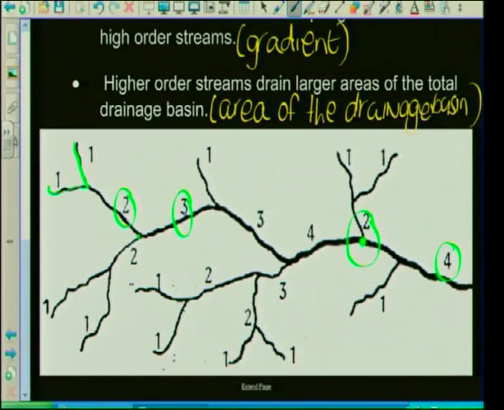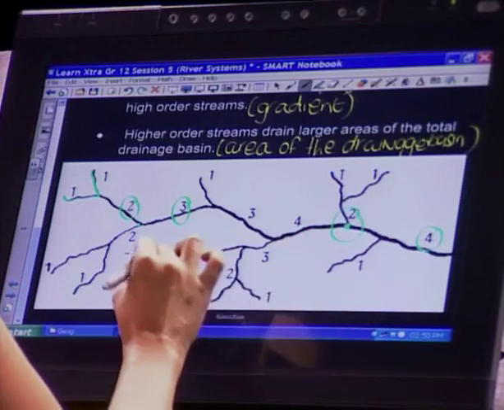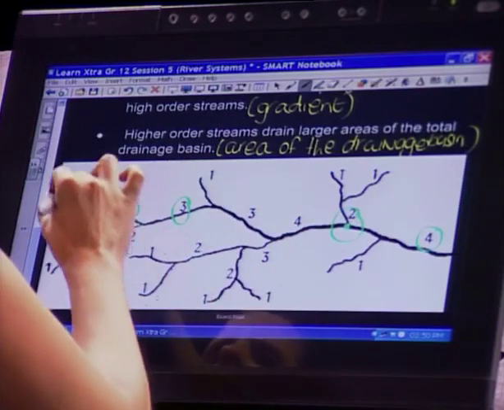Okay, going back to our rules, if I were to count the number of first order streams on this diagram, you will see we've got 1, 2, 3, 4, 5, 6, 7, 8, 9, 10, 11.